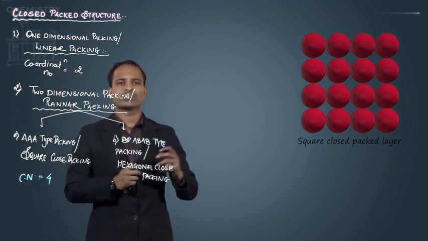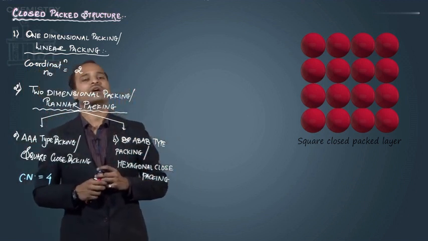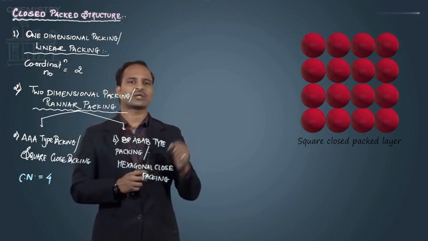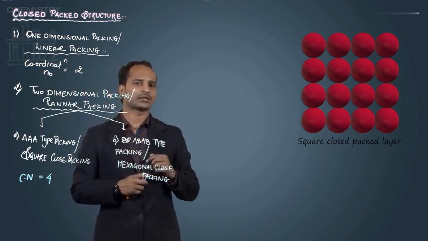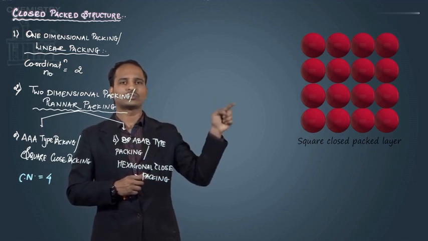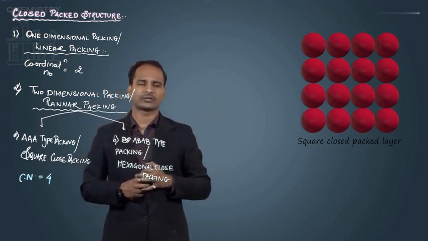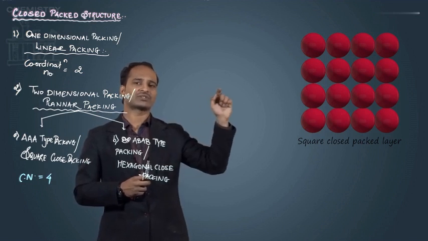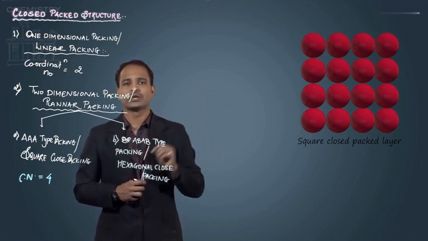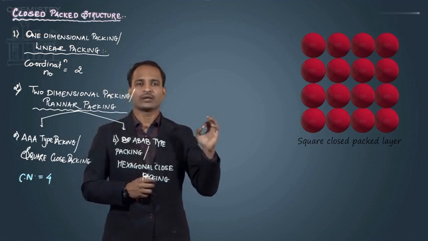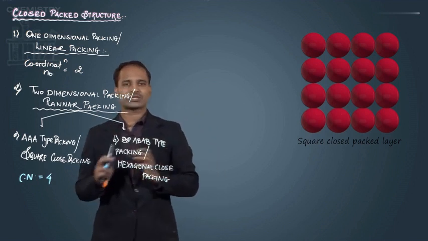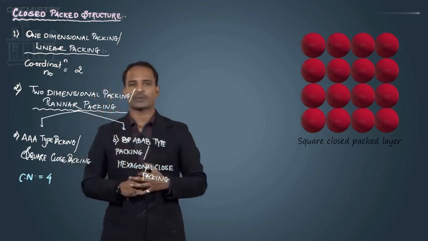This is also known as square close packing. Now why is it called square close packing? The simple reason is that when we join the centers of those neighboring particles, that means here we have 1, 2, 3, 4 spheres, the 4 surrounding spheres, when we join the centers of those 4 surrounding spheres, we get a square, and hence it is called a square close packing.